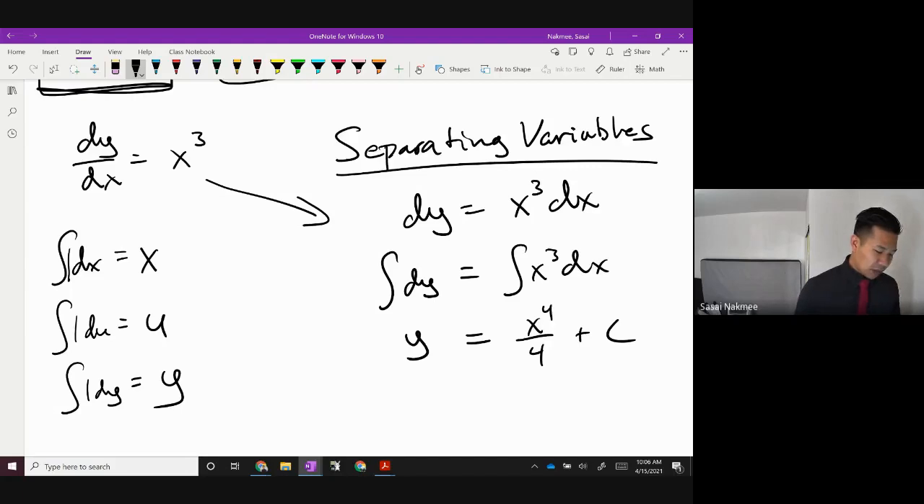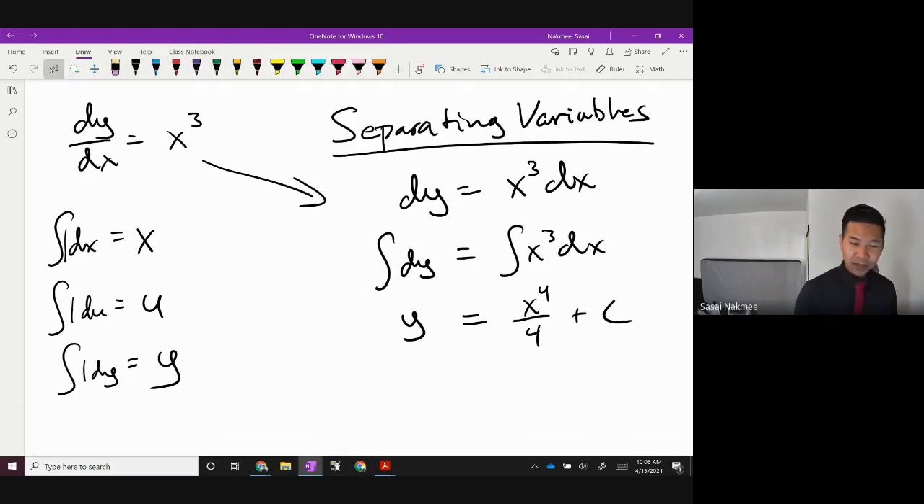Of course, though, when I did this integral of dy, it's not just y by itself. Do you guys know what else needs to come with this y? When I take the integral of an equation like this, what else needs to be included with that dy? Anyone have any ideas? I did the integral of x cubed dx. It wasn't just x to the 4th over 4. It was x to the 4th over 4 plus c. So the integral of dy is also going to be what? Plus c.